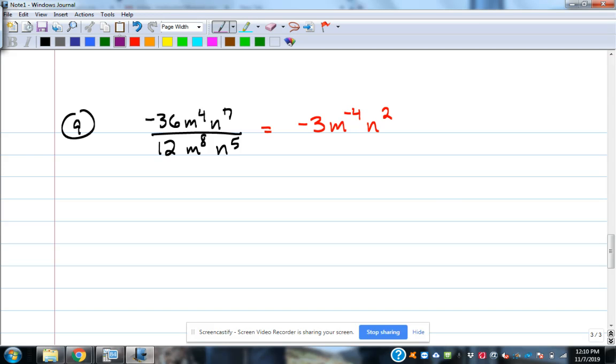Now let's fix the ones that need fixing. What needs fixing? That negative 4 on the m. So what's it do? Does anything else go with it? No. So m to the 4th on the bottom, negative 3 n squared stays up top. Yeah, we've done that.